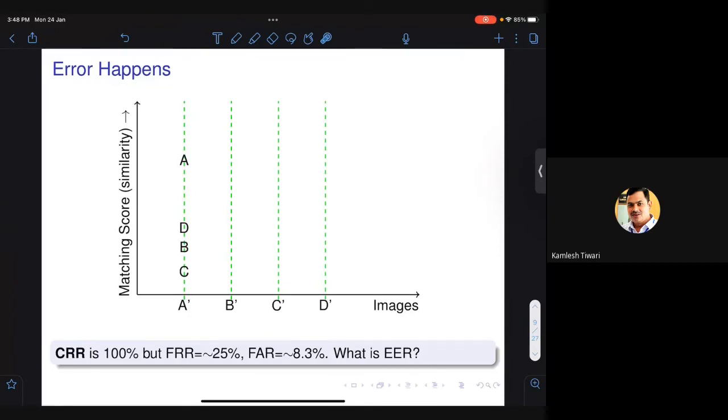Error happens to the system. Okay. Once again, let me give you another simple example. Let's assume that you have a database of facial images: Mr. A, Mr. B, Mr. C, Mr. D. There are 4 people who have provided you their facial images. In your database, 4 facial images are there, and somebody came to the gate. You don't know who he is.